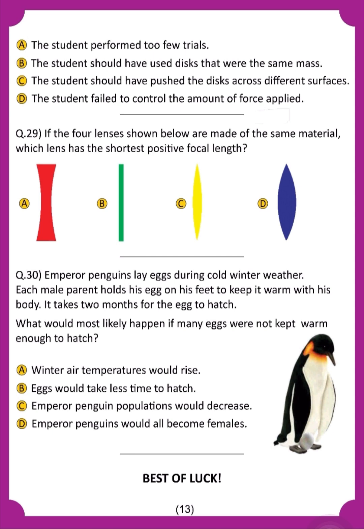Next question. If the 4 lenses shown below are made of the same material, which lens has the shortest positive focal length? For that, option number D is the correct one. Question number 30. Emperor penguins lay eggs during cold winter, and then you have to tell what happens if many eggs were not kept warm enough to hatch. For that, option number C is correct, that emperor penguin population would definitely decrease if this happens.